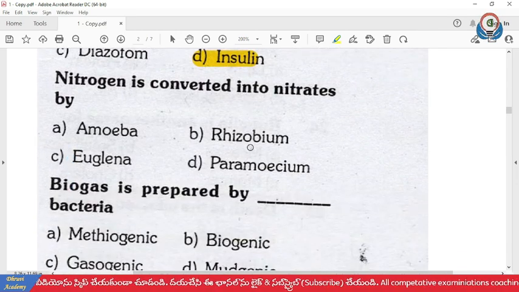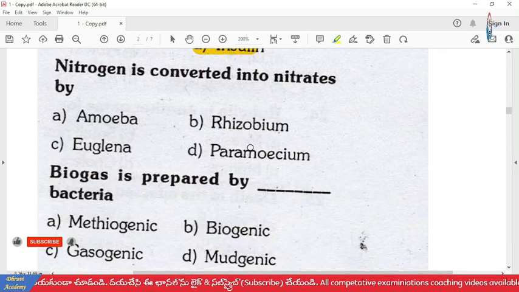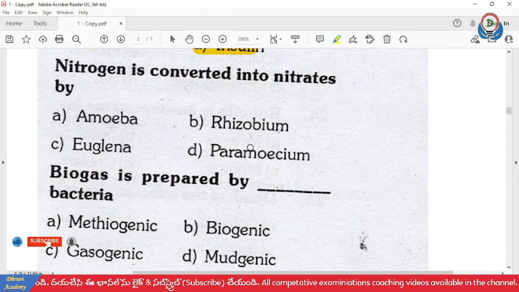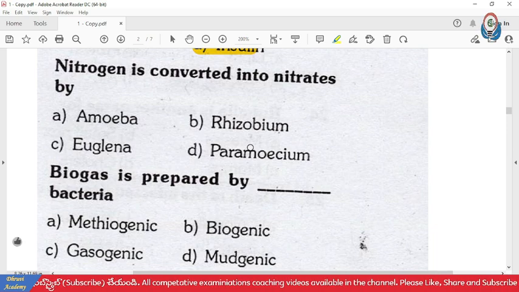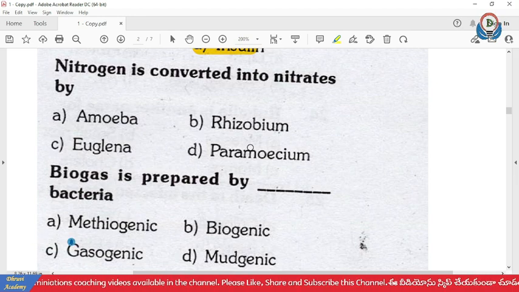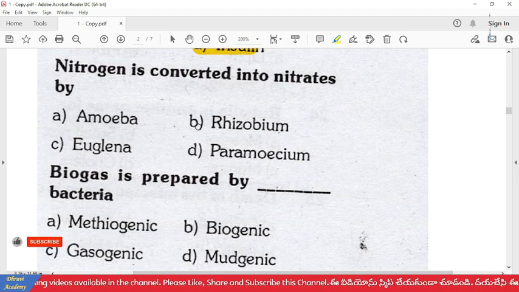Next, nitrogen is converted into nitrates by, A amoeba, B rhizobium, C euglena, or D paramecium. Which is the correct answer? Nitrogen is converted into nitrates by rhizobium.